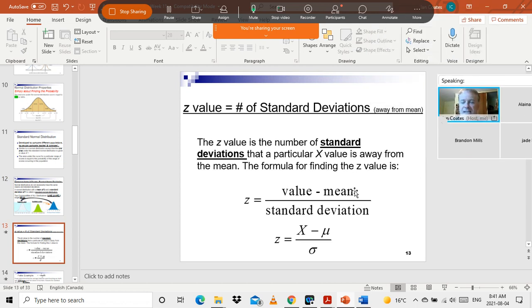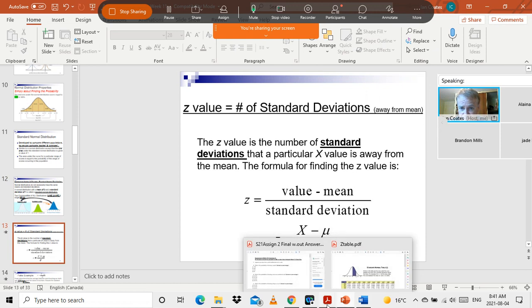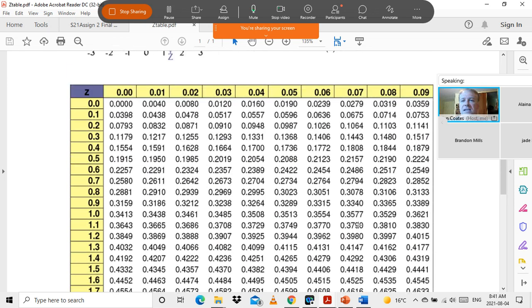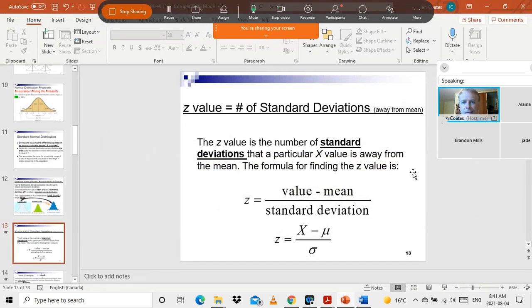Now, this is the crux of where we're headed. Utilizing this formula, and if you haven't seen it already, this table. I'm going to go through all this stuff here, and you guys will be masters at it within an hour.